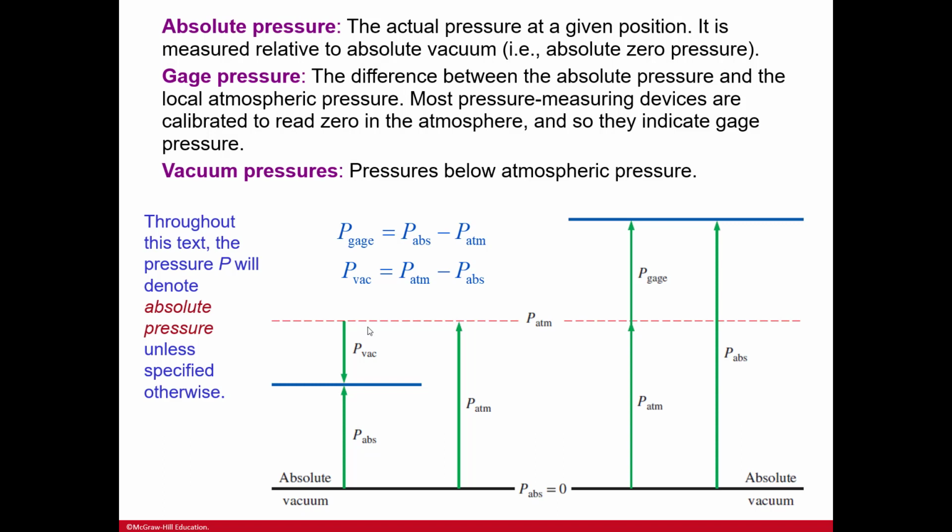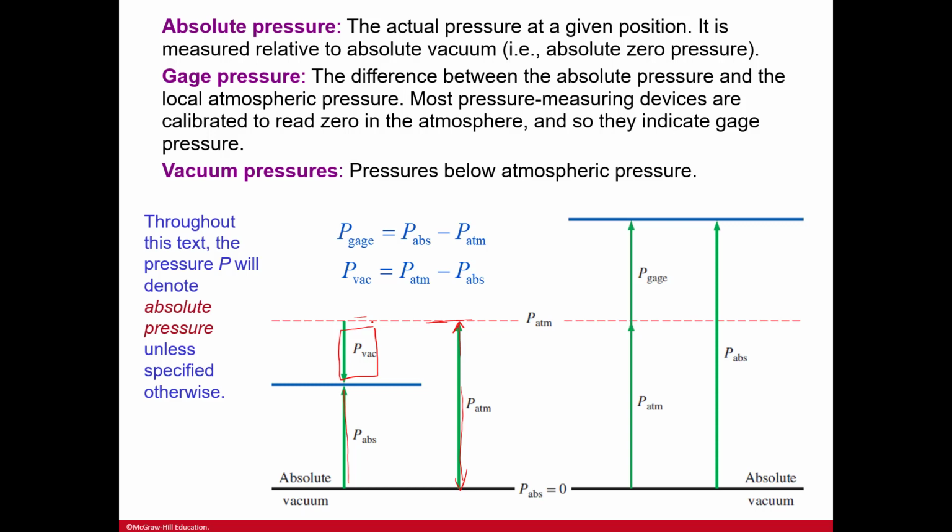Absolute pressure is the actual pressure at a given position. It is measured relative to the absolute vacuum, or absolute zero pressure. So here, let me get my pen. If you have just your regular atmosphere pressure here, and you have absolute pressure here, then the remaining part is going to be your vacuum pressure. What is vacuum pressure? It's the pressures below the atmospheric pressure. So it's just what's left.